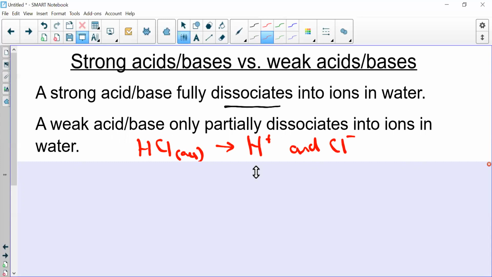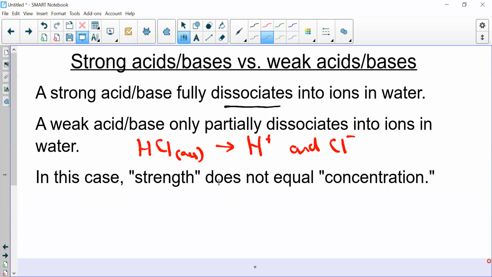There's another example, and I'm kind of out of room here. Let me just write it down here. I'll cover that in a sec. HF aqueous, which we're going to learn as hydrofluoric acid, produces H plus and F minus ions in water. But here's the difference. One of these is strong, one of these is weak.